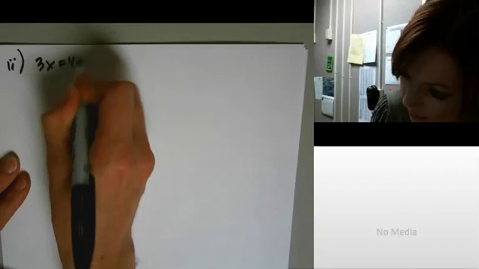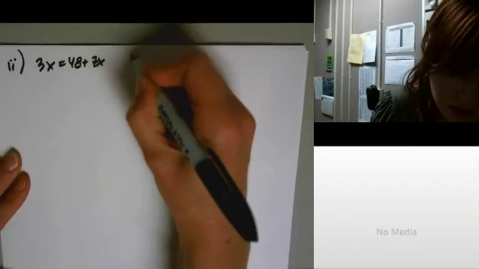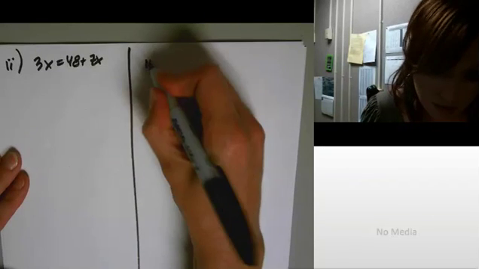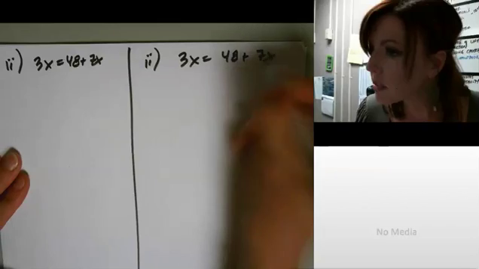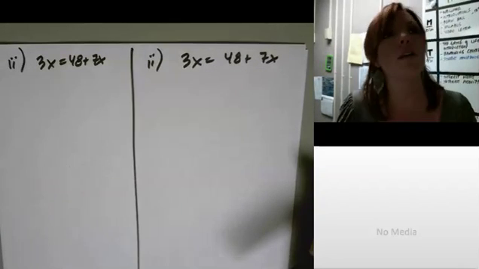All right, let's do another one of these. 3x equals 48 plus 7x. So 3x equals 48 plus 7x. I'm sure you all can see that. You can? Okay, good. All right.